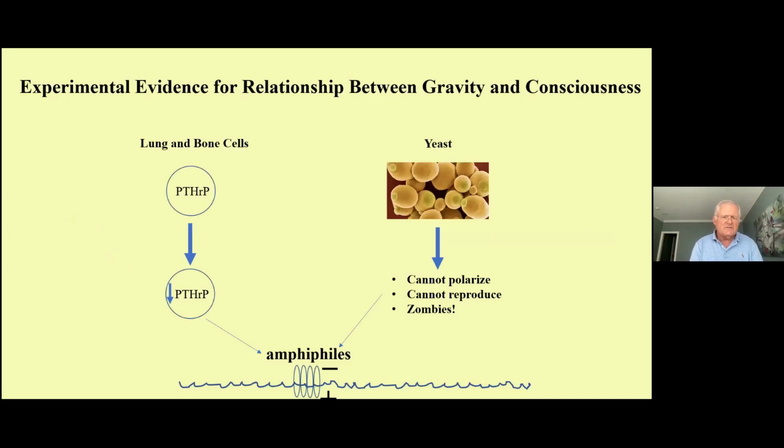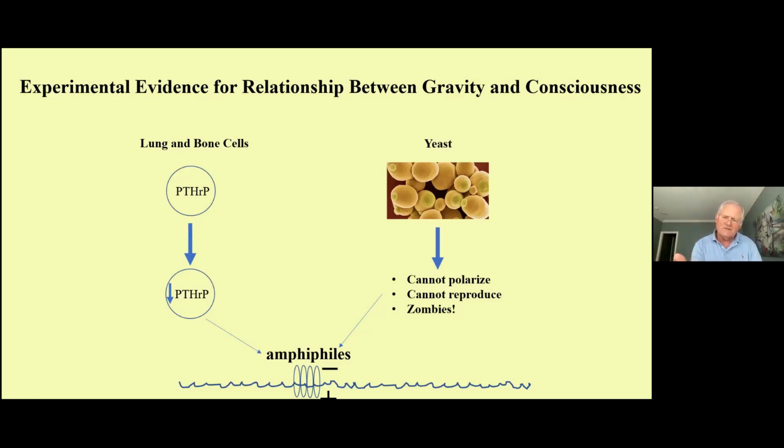I studied this molecule, parathyroid hormone-related protein. It's shown in the upper left there. It's expressed in lung and bone cells, and I studied it for many years under NIH funding. And it's an interesting molecule because when you stretch a lung or a bone cell, it increases the mRNA for that molecule, PTHrP. If you put it into microgravity, that gene shuts off. That probably refers back to the amphiphilic construct that I referred to earlier. And the fact, so we know, for example, that liposomes, micelles, cannot form in microgravity.